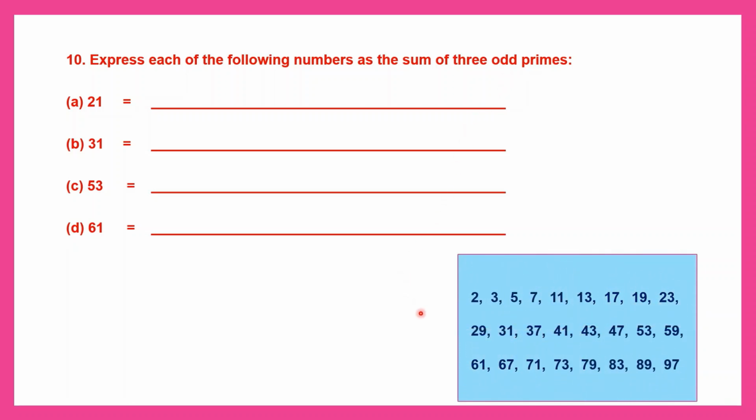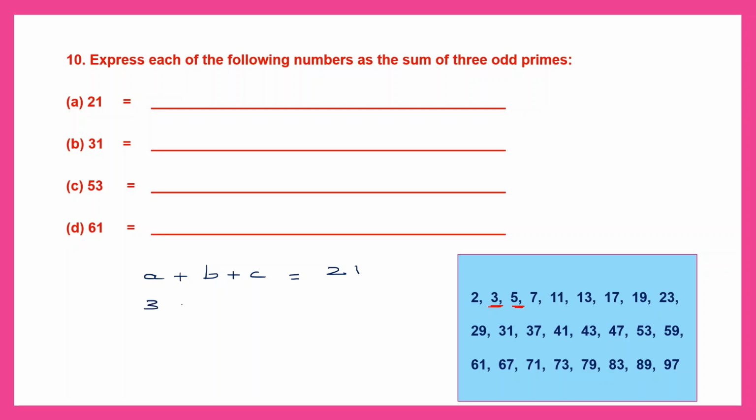So here we have all prime numbers between 1 and 100, and we are going to use three of these to find if they will add up to these numbers here. That means if I take A plus B plus C, where A, B and C are three odd prime numbers, I should get 21. This is the first one. So let's begin by taking odd prime numbers. I cannot take 2, so I'll start with 3 and 5.